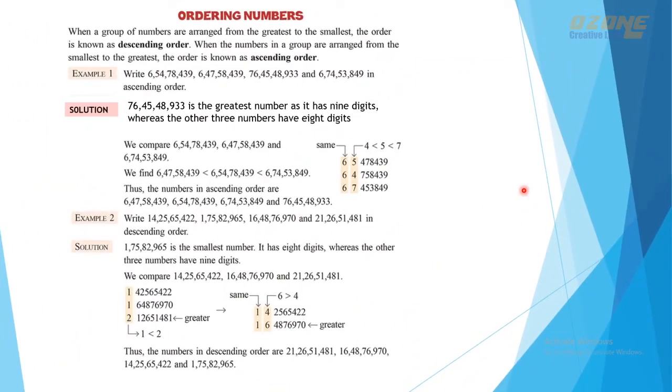Next we will see what ordering numbers is. Ordering the numbers is something like comparison of numbers. In comparison of numbers, we compare the given two numbers to find which is greater or which is smaller. In ordering numbers, two or more numbers will be given. We will arrange those numbers either in ascending order or descending order. So we know what ascending and descending order are. Ascending order is writing the numbers from the smallest to the biggest, and descending order is writing the numbers from the biggest to the smallest.